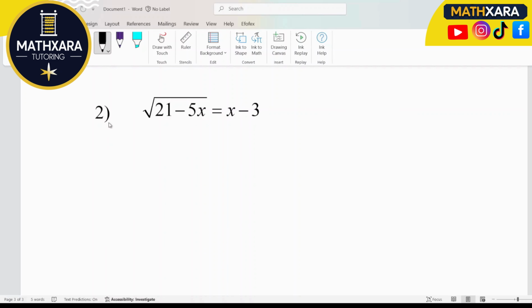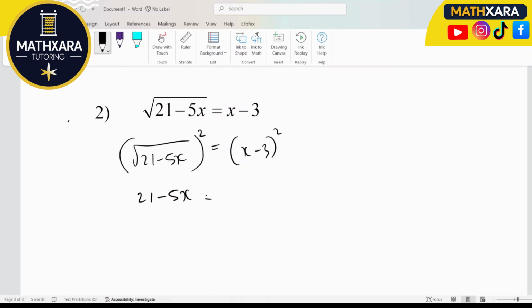Now we have the square root of 21 minus 5x equals x minus 3. Again, we will start by squaring both sides of this equation. So the square root of 21 minus 5x all squared equals x minus 3 all squared. Now the square root is cancelled by the square. We're left with 21 minus 5x.